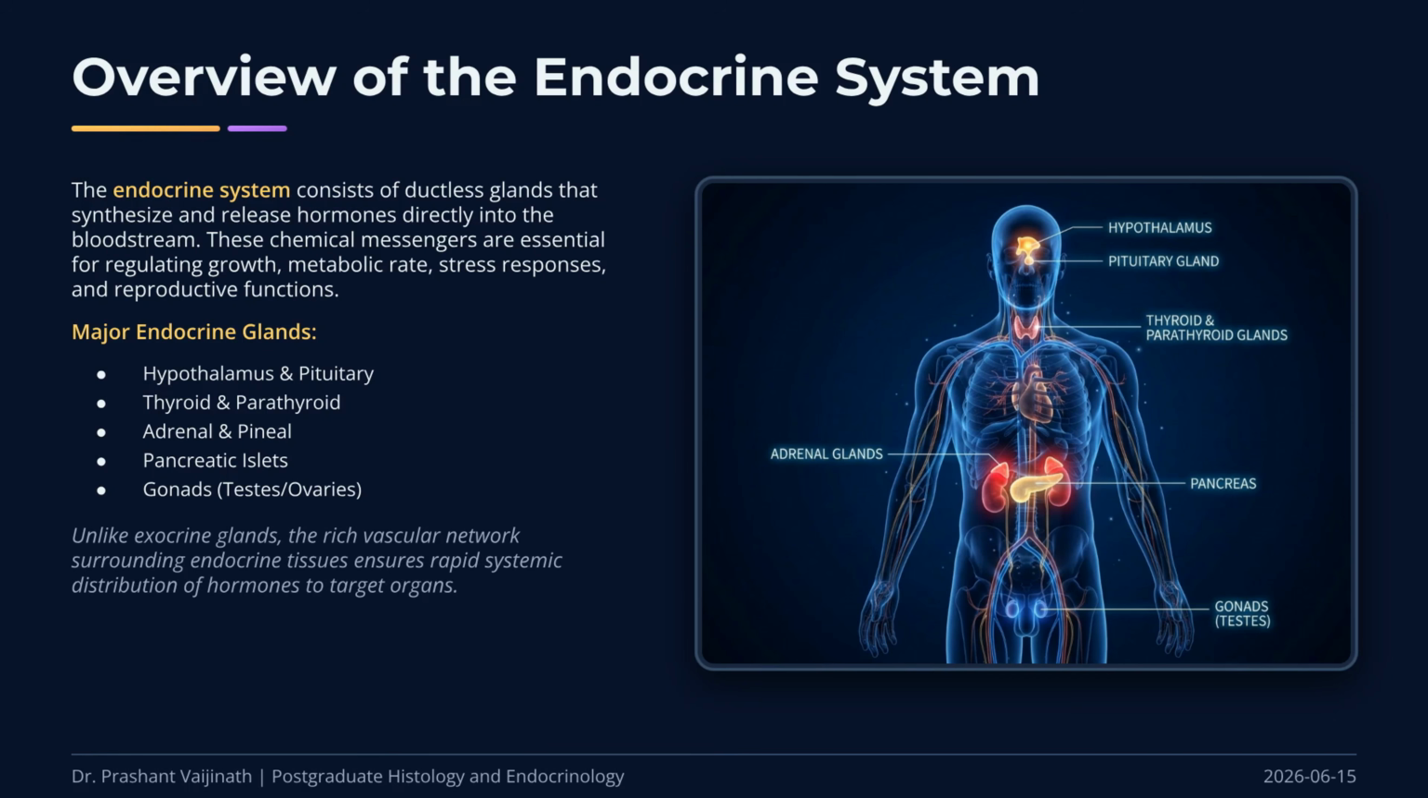Unlike exocrine glands, endocrine glands do not possess ducts. Instead, their secretions enter the blood and travel to target organs. Major endocrine organs include the hypothalamus, pituitary gland, thyroid gland, parathyroid glands, adrenal glands, pancreas, gonads, and pineal gland. These glands regulate growth, metabolism, reproduction, stress response, water and electrolyte balance, and circadian rhythms, thereby maintaining internal homeostasis.